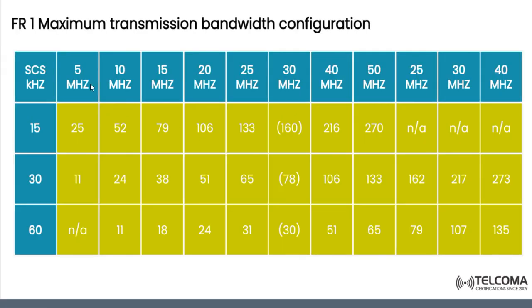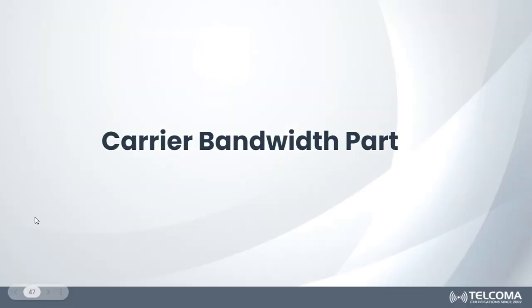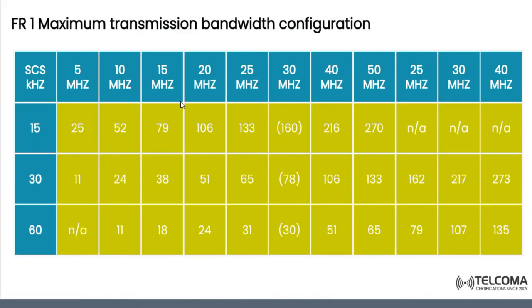Now we can see here the maximum transmission bandwidth configuration. These are the subcarrier spacings 15, 30, 60 for example, and the bandwidths like 5 MHz, 10, and these are the blocks.